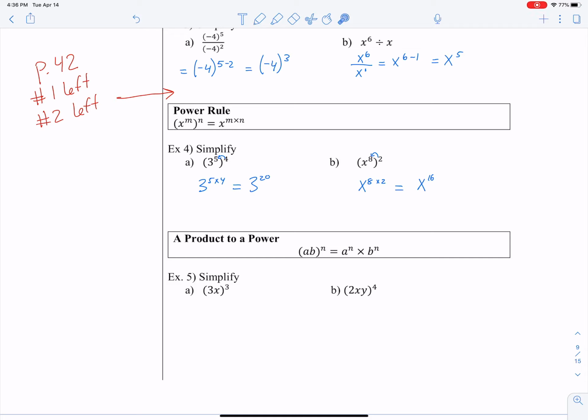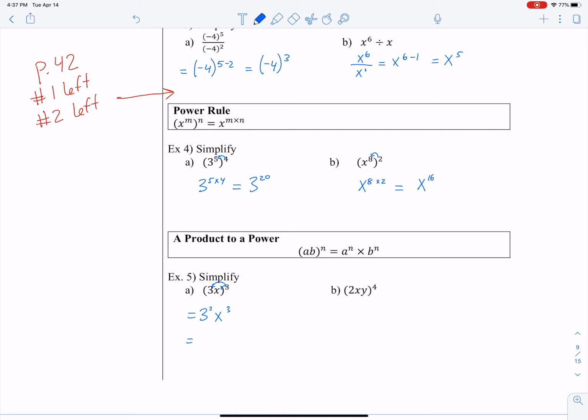Which leads us to our next rule, a product to a power. This is the same, except it says if you have multiple bases inside your brackets, so here we have a and b, two different bases, then the exponent on the outside of the brackets multiplies each base. So here's our first example. One base is a 3, another base is an x. So this 3 is going to go on the 3 and on the x. So it's going to multiply here and here. So we get 3 to the 3, x to the 3.